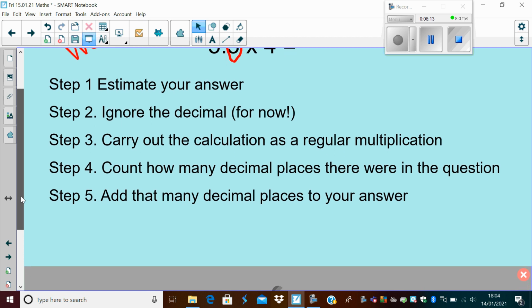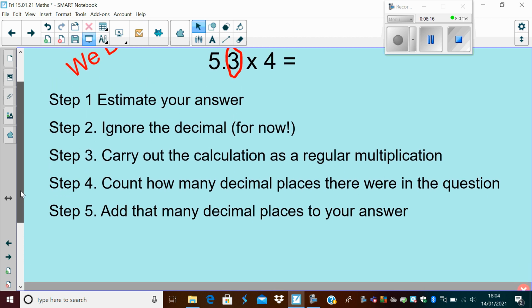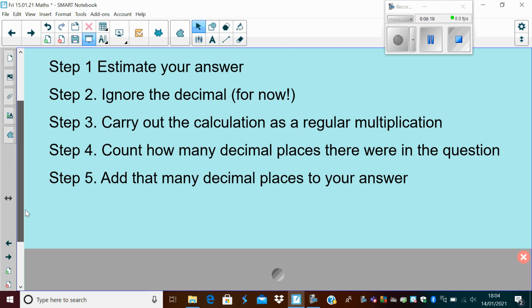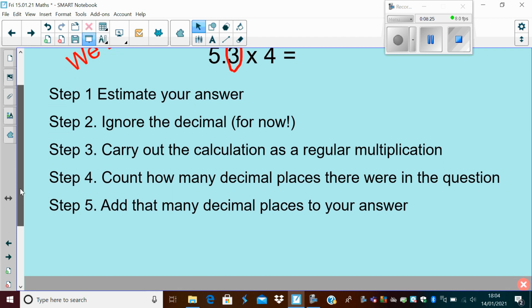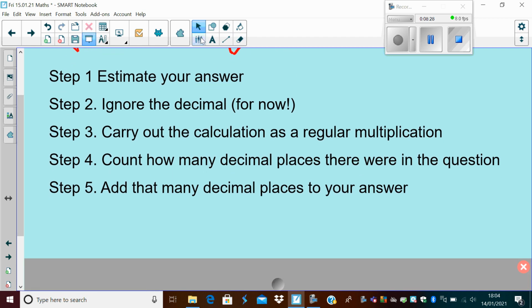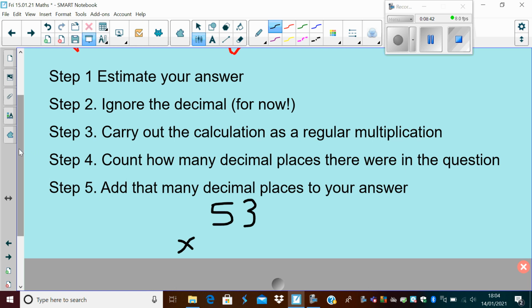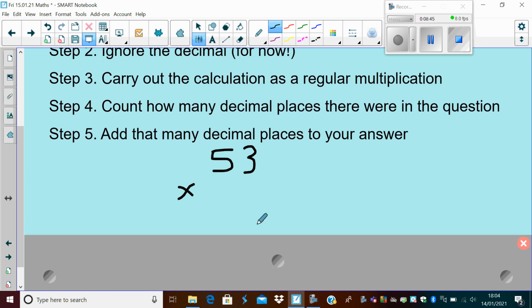Step 5, add that many decimal places to your answer. So let's have a go doing this. 5.3 times 4, I'm going to scroll down. First thing I'm going to do is estimate. It's going to be roughly 20 or a bit more than 20. Next, I'm going to ignore the decimal point and I'm going to say, let me do it in black for now. 53, and excuse my handwriting again, multiplied by 4. You can be doing this at the same time as me. You'll probably beat me. And you'll be using a ruler, so you'll be doing it much more neatly than I can.